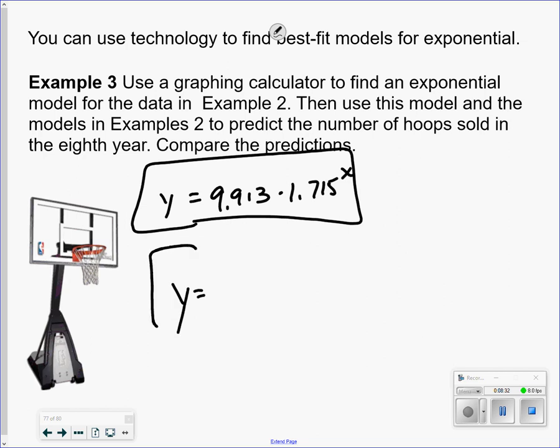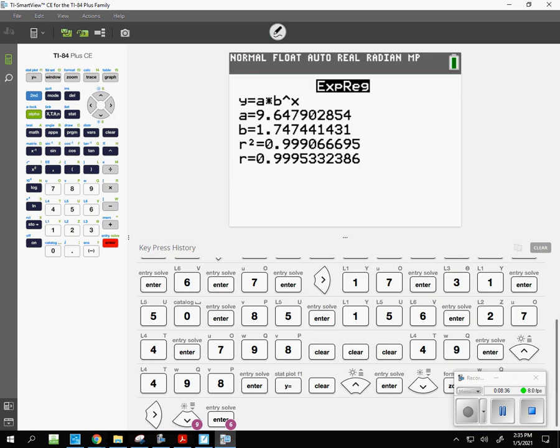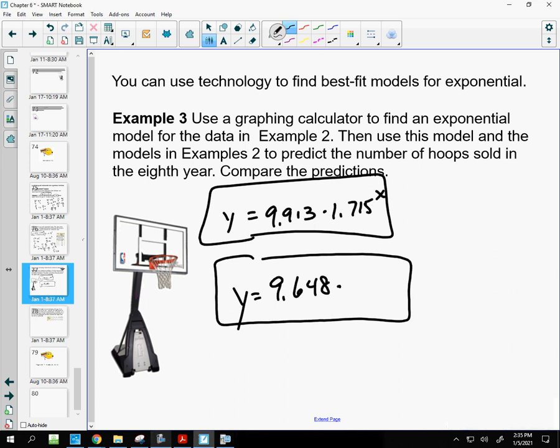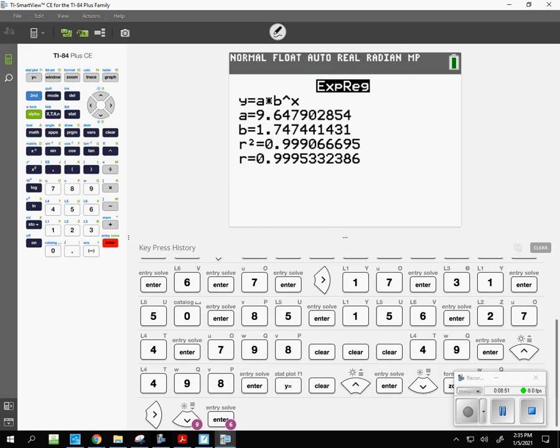So this is the one that's going to come from the calculator, and I'm going to try this again one more time because I forgot it already. 9.648 and 1.747.